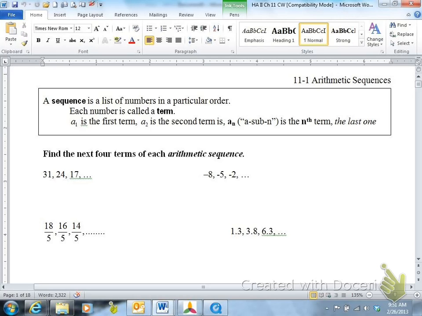In this chapter we're talking about sequences, which are basically patterns. You can see in your class notes that the substitute passed out. We're on chapter 11, Arithmetic Sequences. A sequence is a list of numbers in a particular order. Each number is called a term. A sub 1 is the first term, A sub 2 is the next term, and A sub n is the nth term, which is usually the last term.